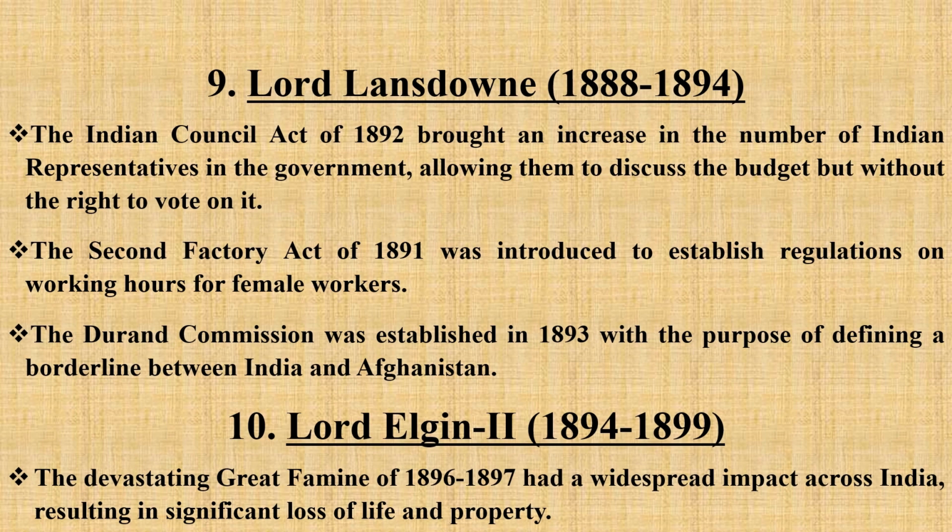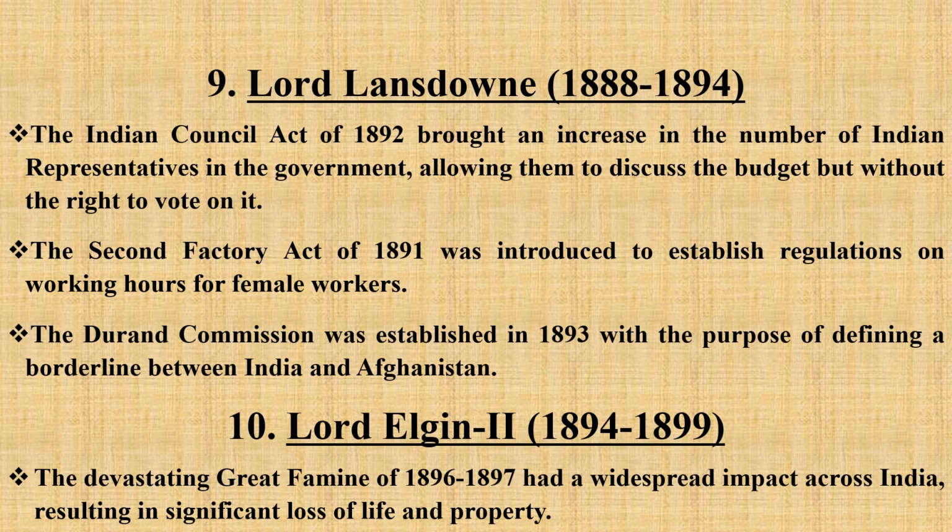Lord Lansdowne, 1888 to 1894. The Indian Council Act of 1892 brought an increase in the number of Indian representatives in the government, allowing them to discuss the budget but without the right to vote on it. The Second Factory Act of 1891 was introduced to establish regulations on working hours for female workers. The Durand Commission was established in 1893 with the purpose of defining a borderline between India and Afghanistan.